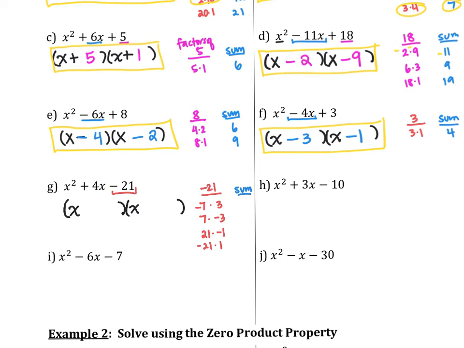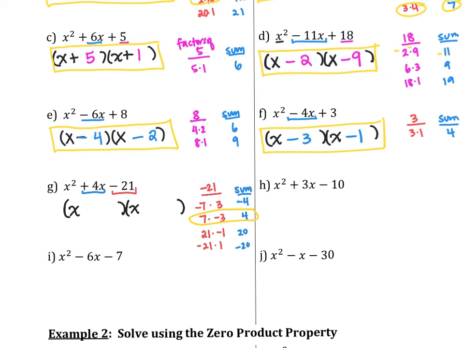Okay, now let me see. If I do negative 7 plus 3, I get negative 4, but I want positive 4. If I do 7 minus 3, I get positive 4. So that's actually going to be the winner right there. But if it tells you to calculate all of them, I would still calculate all of them.